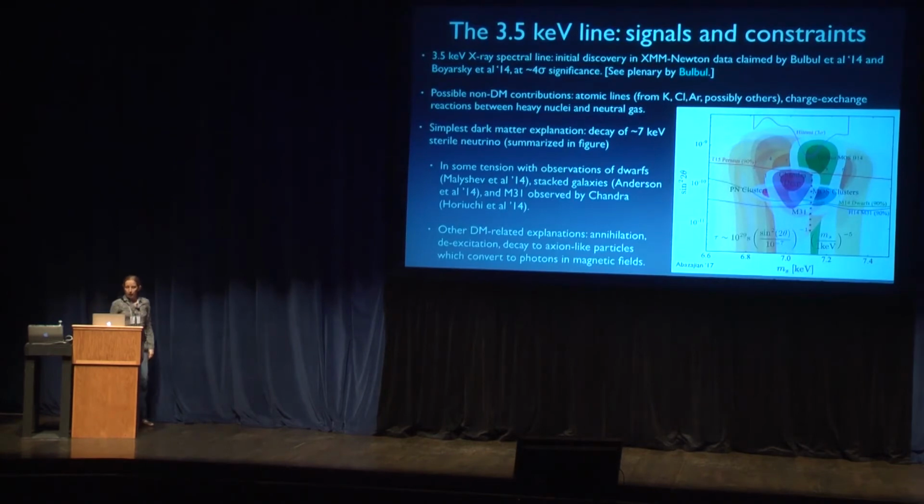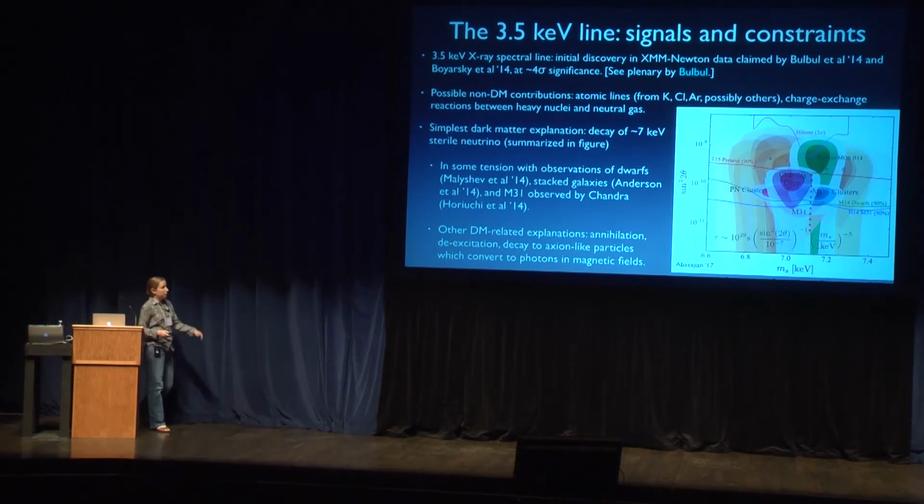So, do we have hints of signals in the data? Well, for most of the data that we've seen, there's not much in the way of hints of signals. You get nice, clean constraints. But there are some exceptions. These will all be discussed in more detail later on, so I'm just going to give introductions. The 3.5 keV line will be discussed in a plenary by Esra Bulbul. She was one of the discoverers back in 2014 when they found this signal at roughly 4 sigma significance.